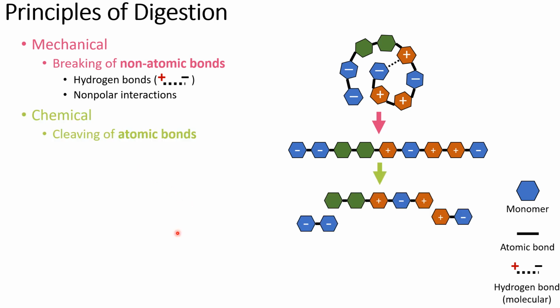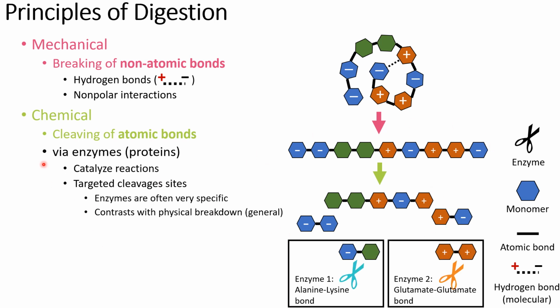The other type of digestion is chemical digestion, which involves actual breaking of atomic bonds. And so here we go from our linear chain into smaller pieces. This occurs usually, or almost always, via the action of enzymes. As a reminder, enzymes are proteins, so they have this three-dimensional structure which allows them to facilitate these reactions. And these enzymes are usually pretty targeted.